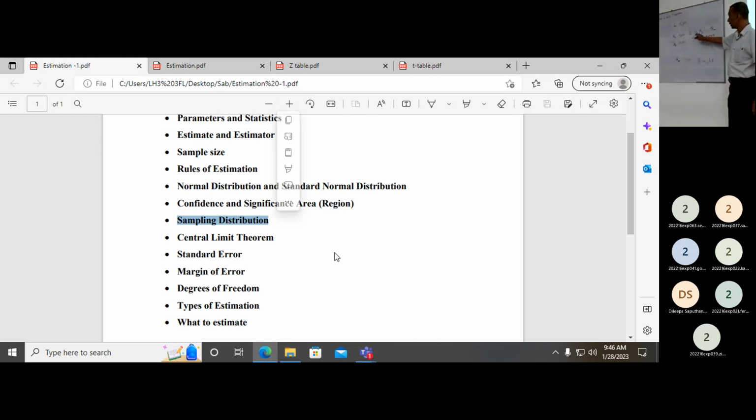Under that write down like this: x1 bar, x2 bar, x3 bar, then xn bar, normal distribution. That is the first attribute: the sample mean distribution will be normal. Second, the mean of the sample means equals the population mean. In notation, x double bar equals mu.